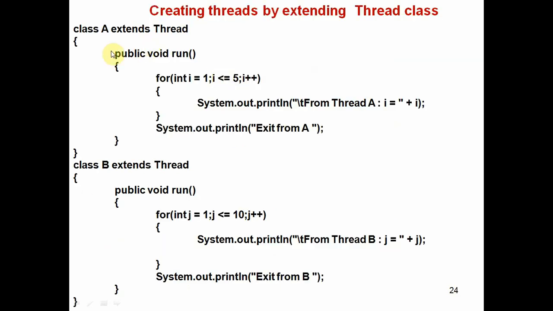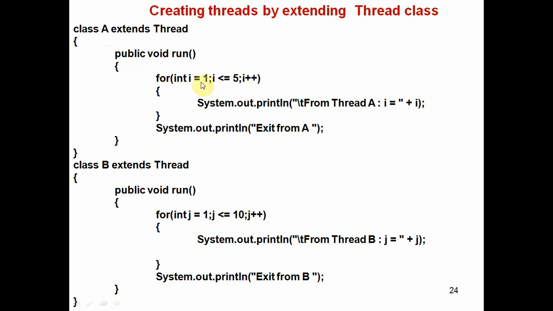So see the program. Here I define a class A extends Thread. That means we are going to create threads by extending the Thread class. Simply we need to override the run method here, public void run. This is a method of the Thread class, so class A needs to override it here.